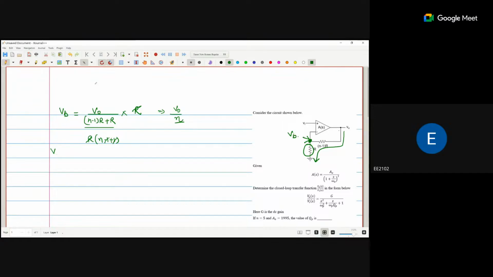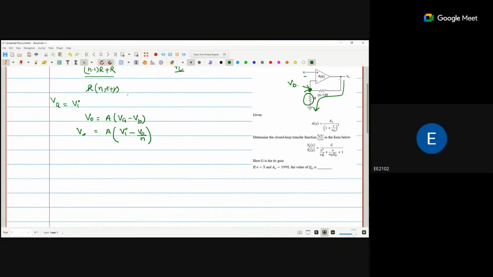Now what is VA? VA is Vi, the positive terminal voltage. And what is the equation for that one? V naught is equal to A times (VA minus VB), positive terminal voltage minus negative terminal voltage. So A times (Vi minus V naught by N) is equal to V naught.